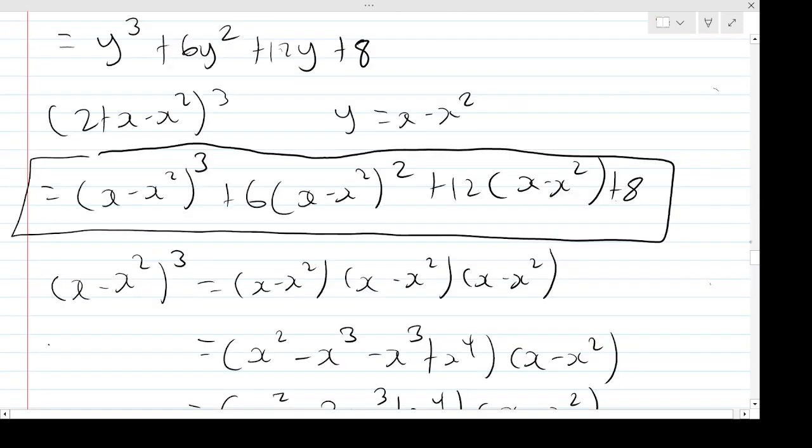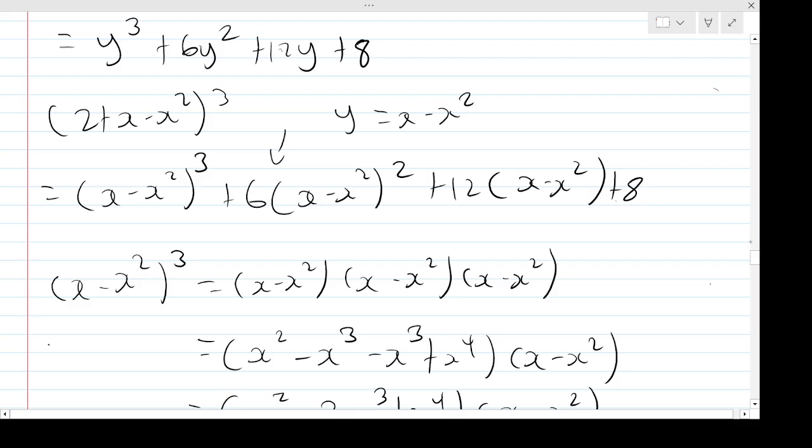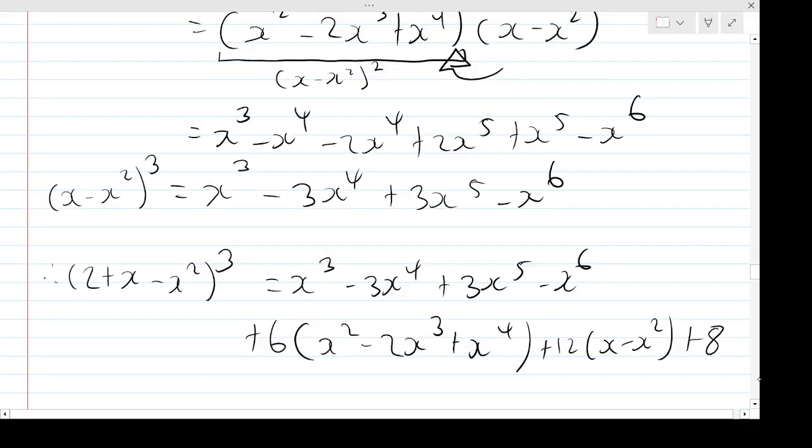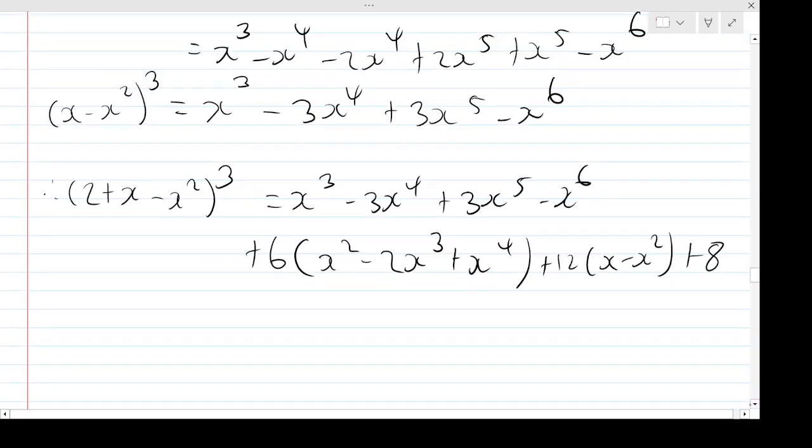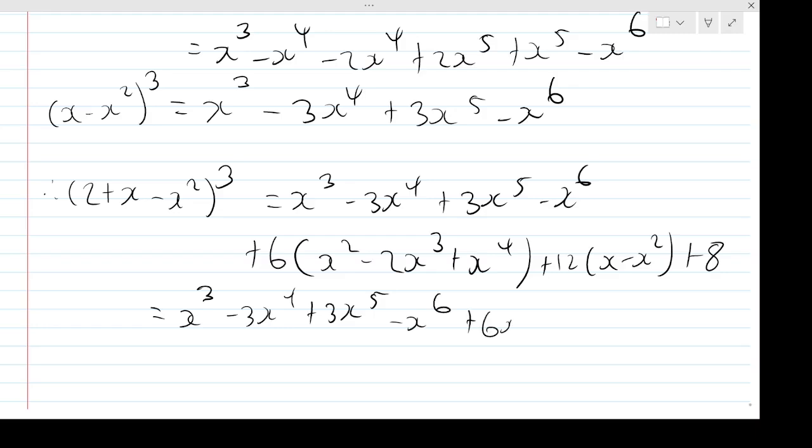So again, to remember, that is 2 plus x minus x squared cubed. And there we are. So we get to this point. So if we expand the brackets, we get x cubed minus 3x to the 4 plus 3x to the 5 minus x to the 6. Add 6x squared minus 12x cubed plus 6x to the 4 plus 12x minus 12x squared plus 8.